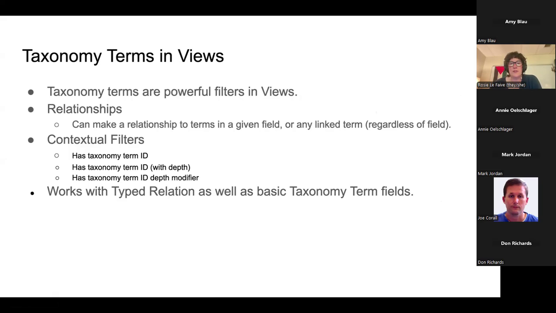Terms in views. You can do some really powerful filtering in views and make relationships to terms. There are also 3 contextual filters that are really important. And the cool thing about them is that they are field agnostic. So no matter what field this term is, if it's tagged with a term, then it'll show up under these filters. And these filters work both with typed relation fields as well as basic taxonomy term fields. So that's really awesome.